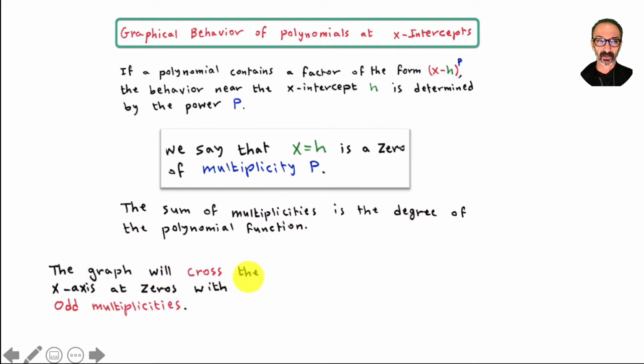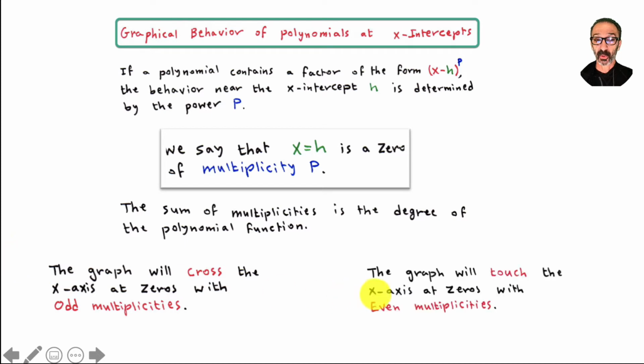The graph will cross the x-axis at zeros with odd multiplicities. Now all this is not fully clear till we see some examples, which is coming soon, right after this. The graph will touch the x-axis at zeros with even multiplicities. So keep those in mind. I'm just mainly highlighting the keywords, which is cross and touch.